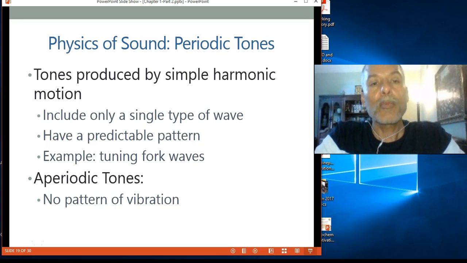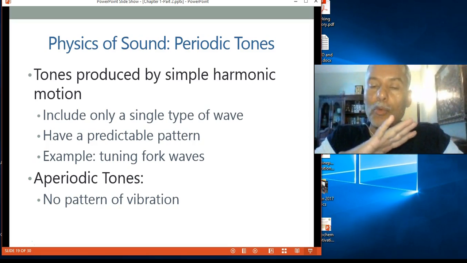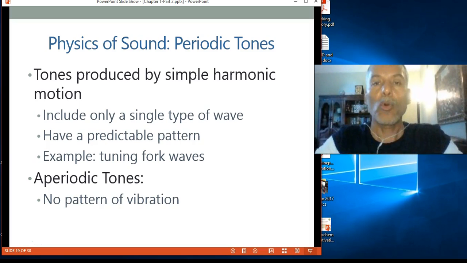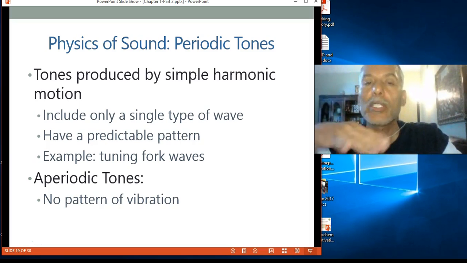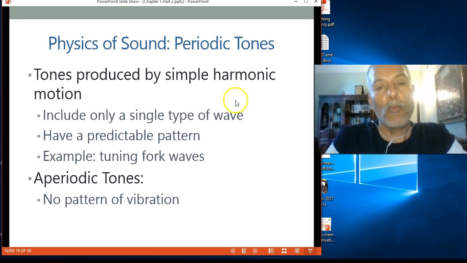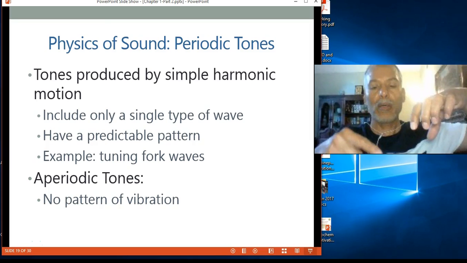Tones that are produced by simple harmonic motion are called pure tones. They are basic, and they have a predictable pattern. They have one peak, one trough, and that is all. That repeats itself in the very same way all throughout the wave. They include a single type of wave with a predictable pattern: if it has a compression, it is going to have a rarefaction.